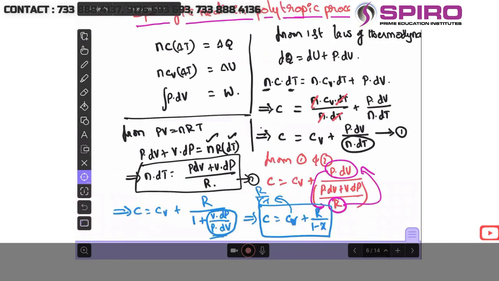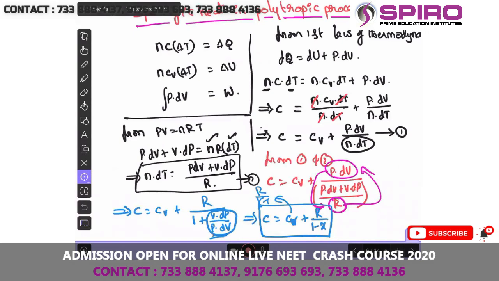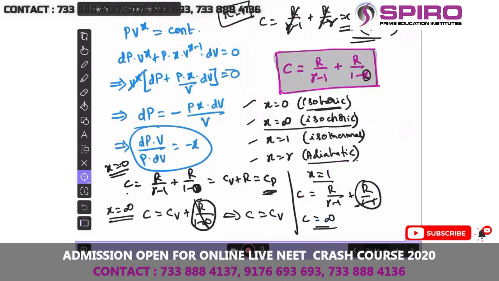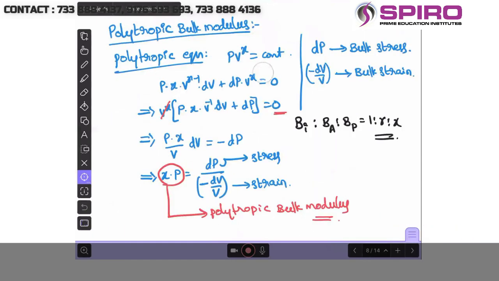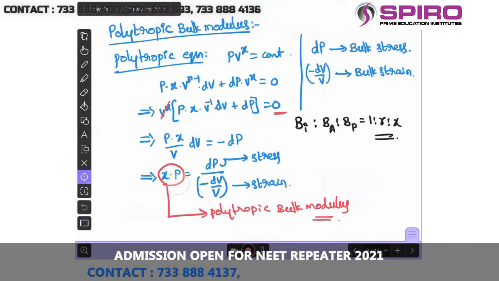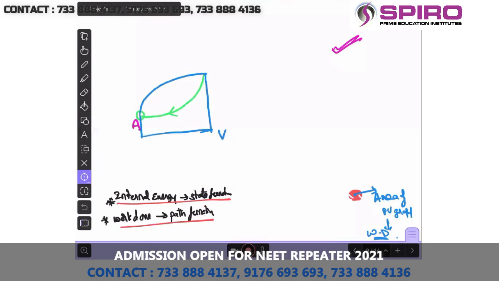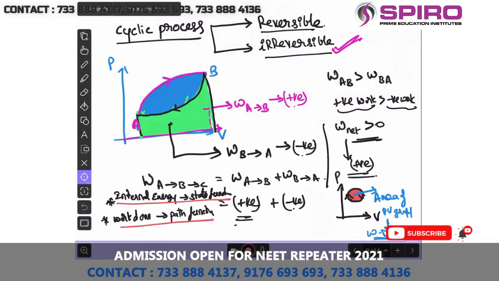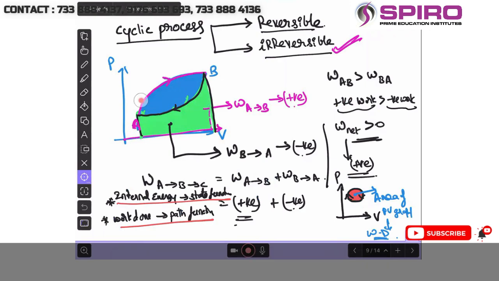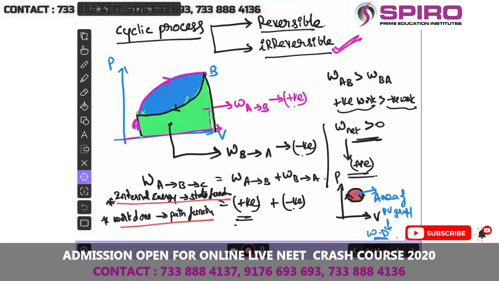Okay, and the next thing is specific heat in polytropic process was calculated as C equal to R by gamma minus 1 plus R by 1 minus X, and polytropic bulk modulus was calculated as X times that of the pressure. And cyclic processes are of two types, reversible and irreversible processes. The path is different for volume expansion and volume contraction side, that is irreversible process, and the same path will be retraced in reversible process. The net work done is not 0.